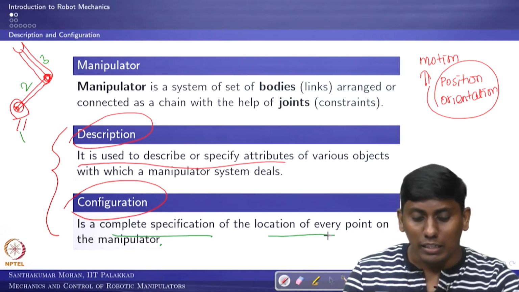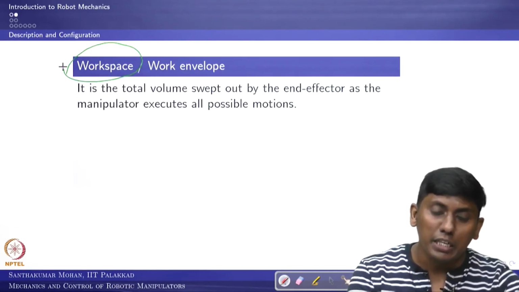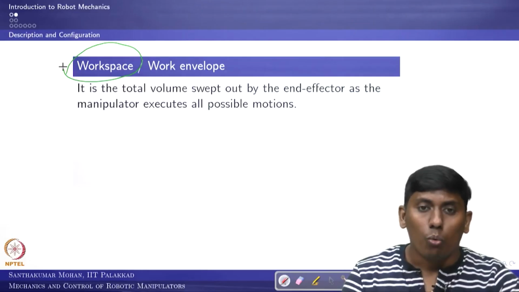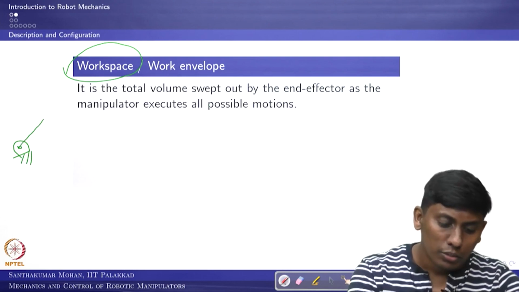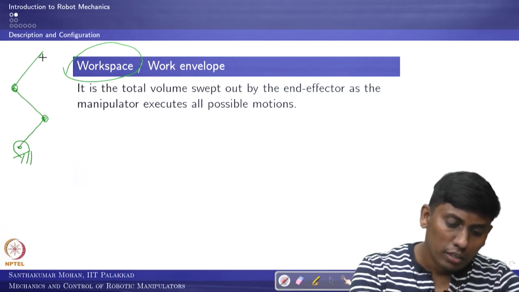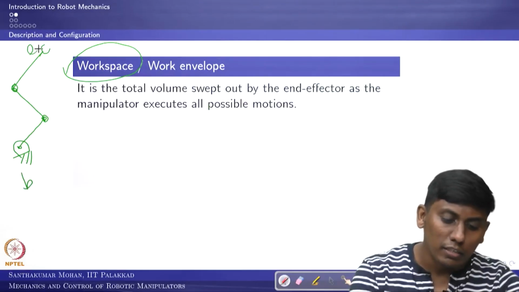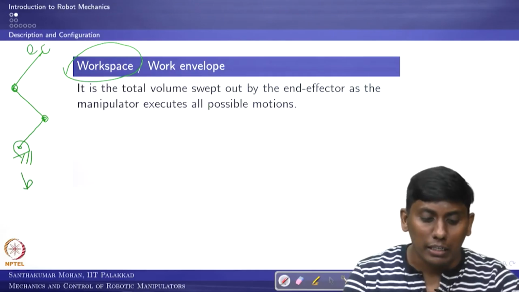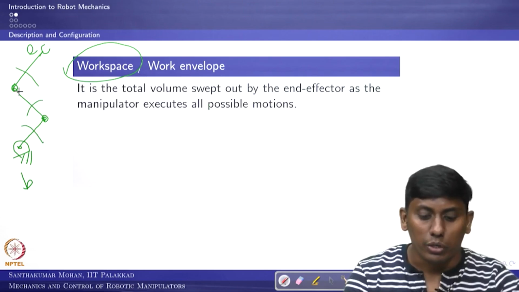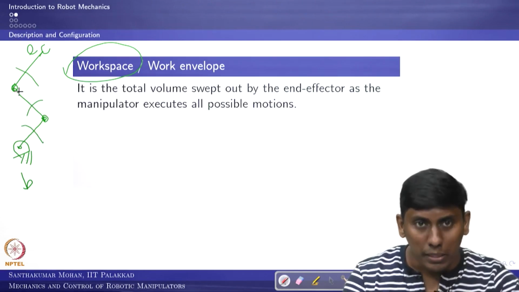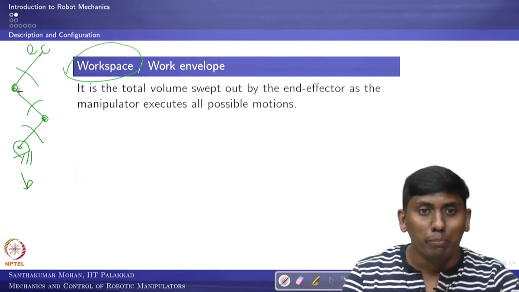Now we will see further. We will introduce one keyword called workspace or work envelope. We are talking about a robot, that is, a manipulator. Assume this is a serial chain manipulator, with this the end and this the base. How much can this end effector cover by rotating these three links? How much area can it cover? That is what we call workspace. In a 3D case, it gives a work envelope or work volume. This is what we simply call workspace.